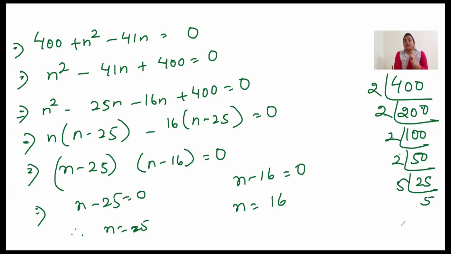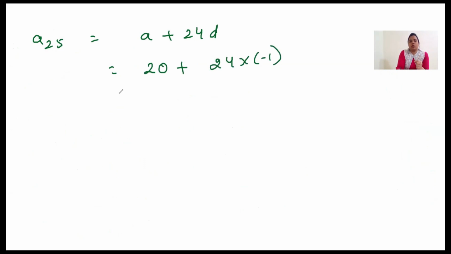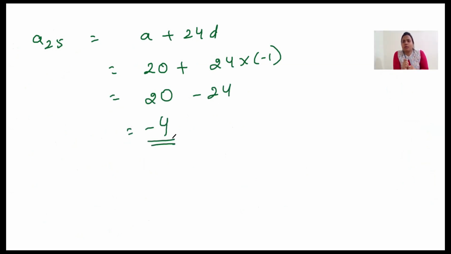Now we have to find the number of logs in the last row. So first we will find A25, meaning how many logs are there in the 25th row. That will be equal to A plus 24D. A was 20 plus 24 into minus 1. This is equal to 20 minus 24, that is equal to minus 4. So now you tell me, can we have a negative number of logs? Can we say, please put minus 4 logs over there? We cannot have that. It means there cannot be 25 rows.